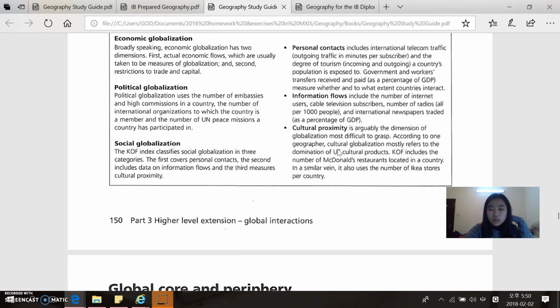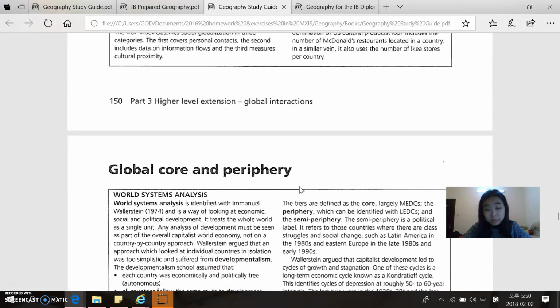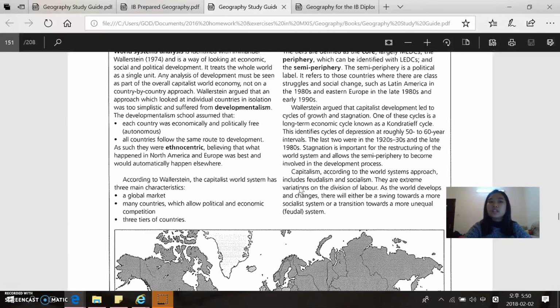Okay. And also, cultural proximity is arguably the dimension of globalization most difficult to grasp. According to one geographer, cultural globalization mostly refers to domination of U.S. cultural products. So, what's proximity? Like, how close you are to something, right? And that's why it's hard to grasp, because it's not physical. It depends on interpretation, but those interpretations have to be reasonable, logical, based on geographical data. Domination of U.S. products like McDonald's located in a country. It also uses the number of IKEA stores per country, like how deeply influenced are we by the others.